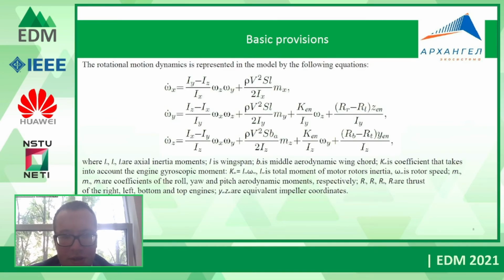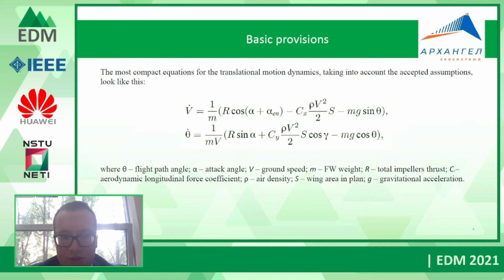The rotational motion dynamics is shown with this equation, with the inertia moment, wingspan, and gyroscopic moment. Then, of course, the thrust, because without the thrust we could not fly. The next slide. The translation equation is on this slide. So that is the flight path angle, and V is the ground speed.